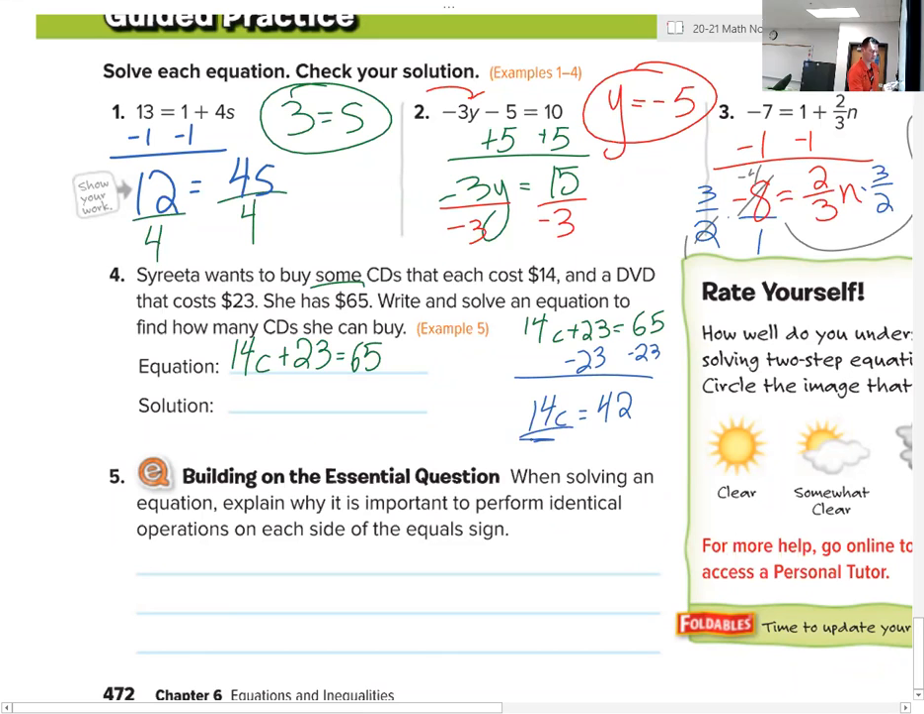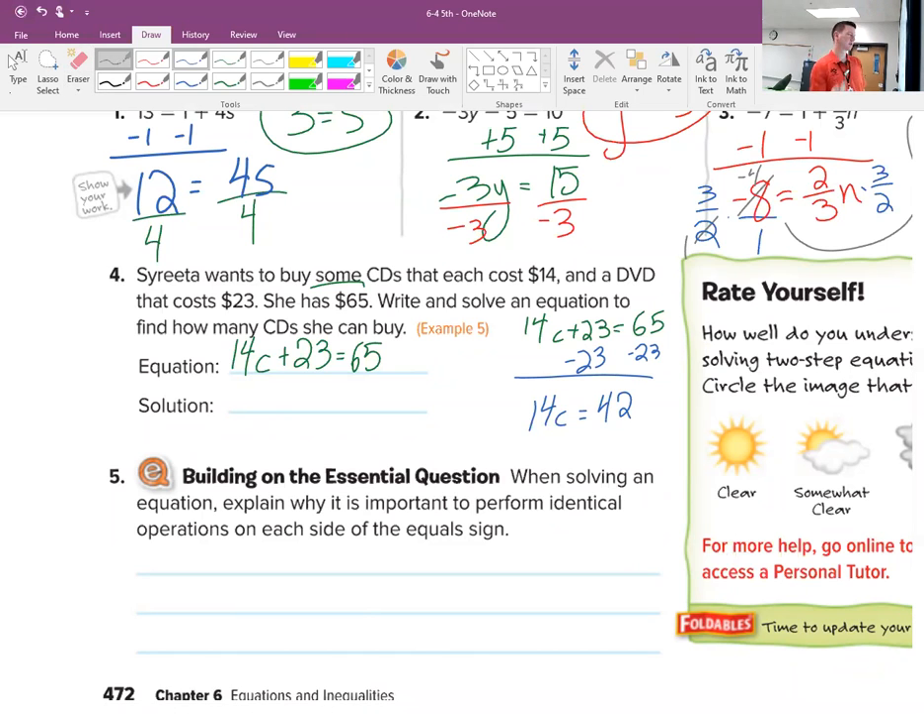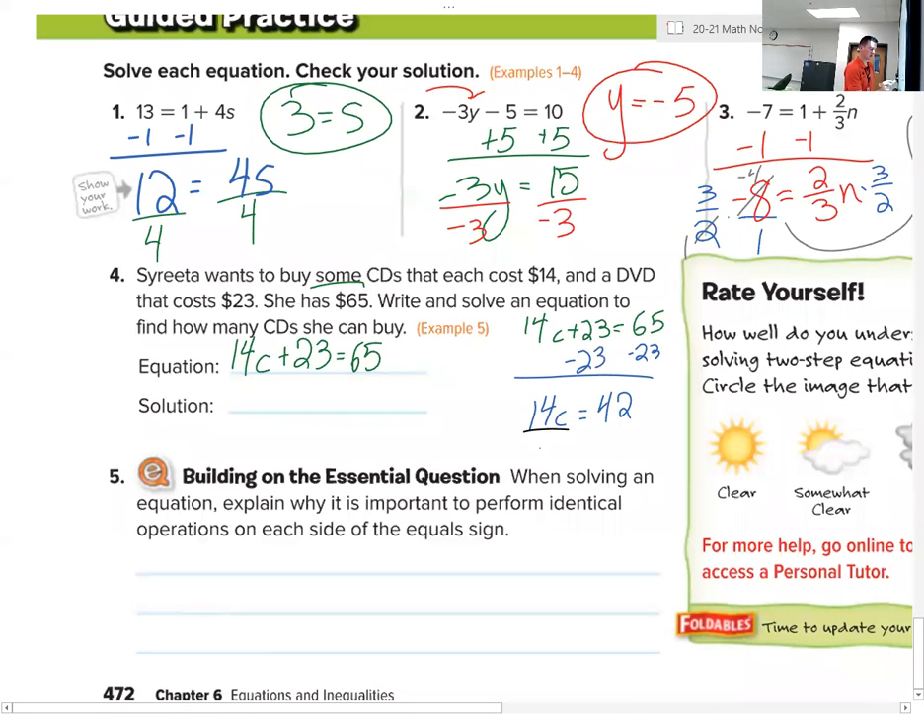Then I have to undo what's being done to the variable again. It's being multiplied by 14. So I have to divide by 14. So I am left with 42 divided by 14, what was it? Using my calculator, the solution is C equals 3. So the answer would be 3 CDs. She can buy 3 CDs.